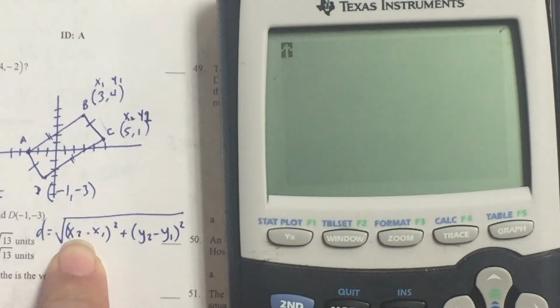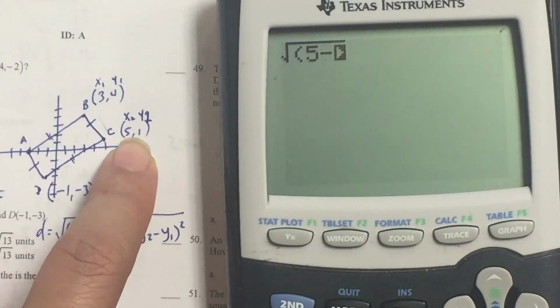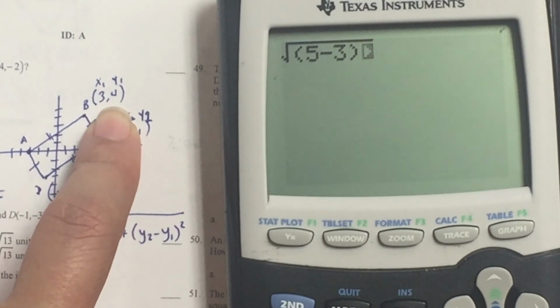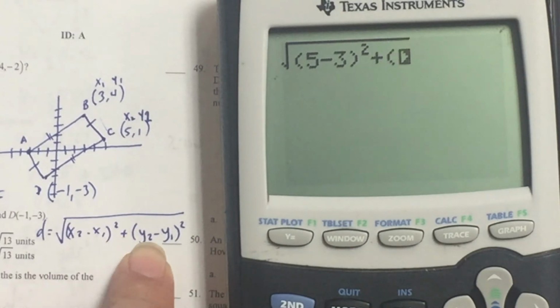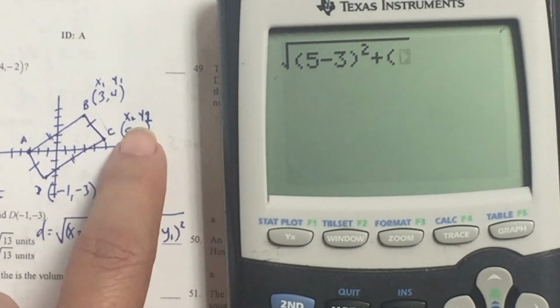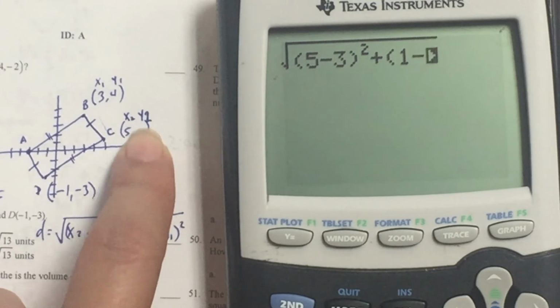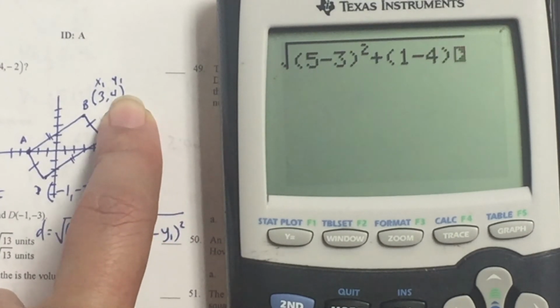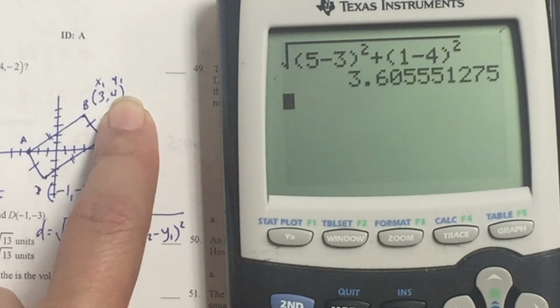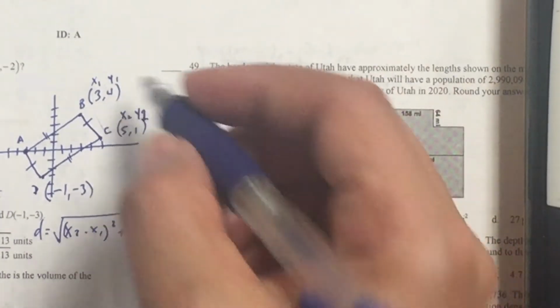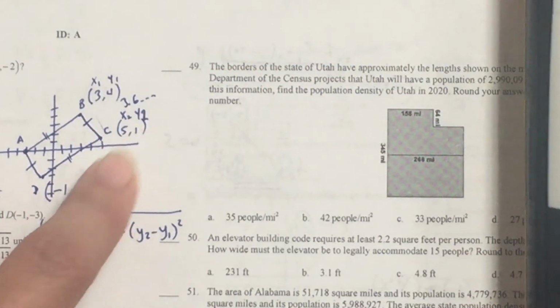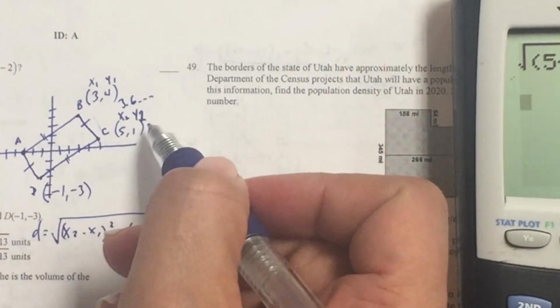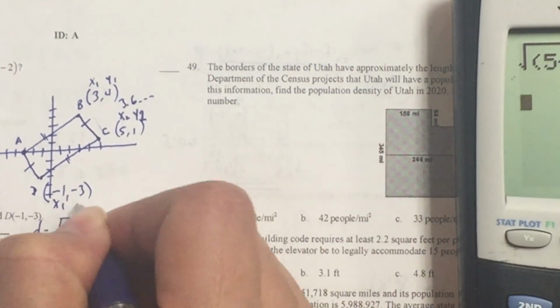So square root, open parenthesis, x2, which is 5, minus x1, which is 3, close parenthesis, squared, plus y2 minus y1 squared. y2, 1, minus y1, which is 4, squared. All right, so 3.6. Now find this distance. Since I've labeled this x2 and y2, I'm going to label this one x1 and y1.